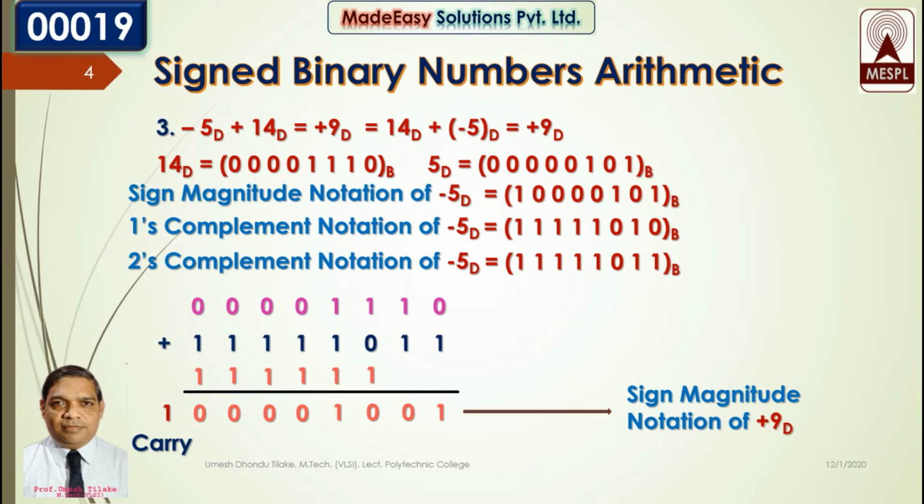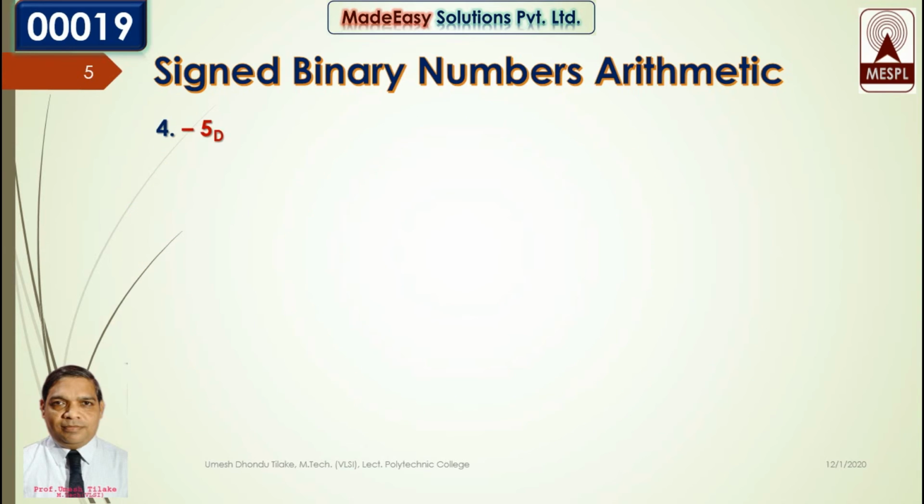Let's verify with our next example. Our next example is minus 5 minus 14 is equal to minus 19. That means here we have both numbers negative. So we can rewrite this equation as minus 5 plus minus 14 is equal to minus 19.